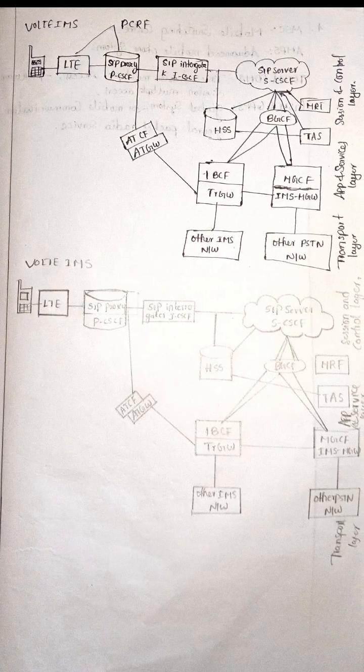And draw the block diagram: VoLTE, IMS, LTE, proxy CSCF, SIP, integrate I-CSCF through HSS and SIP services, ATCF, ATGW, transport layer, application services layer, session and control layers, and explain each of those.